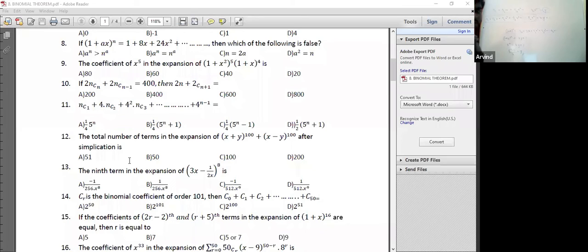So let's go to the next one. You should tell me the total number of terms in the expansion x plus y whole to the power 100 plus x minus y whole to the power 100. This is a very easy one. How many terms will there be?